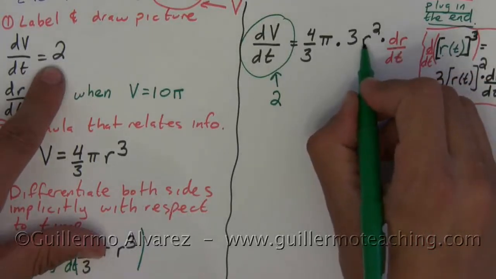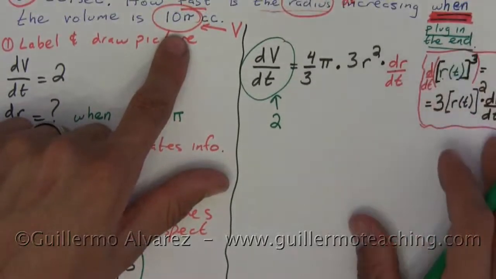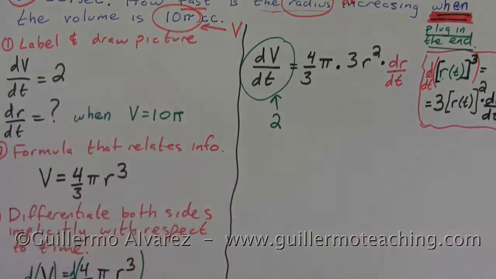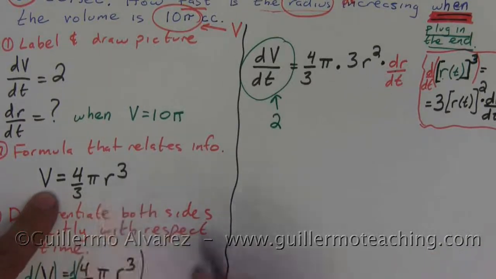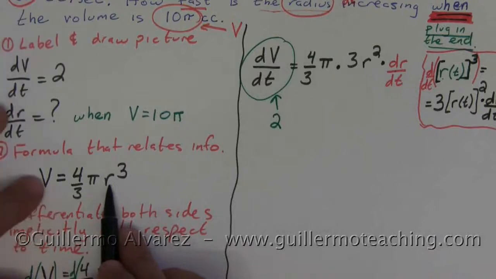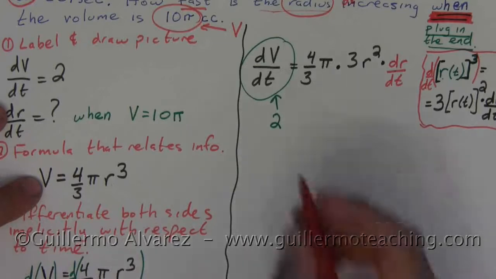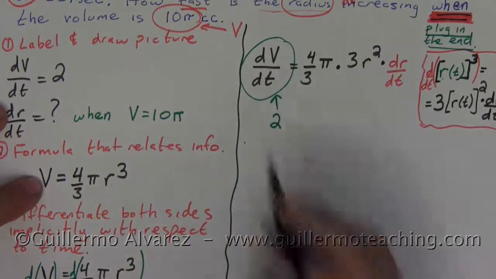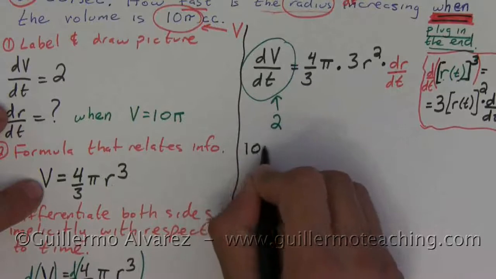Now the radius, we don't have a radius, but notice that we're given the volume. We know that the volume is 10 pi. If you look at the formula here for the volume, if you know the volume at a particular point in time, then you can figure out the radius, right? Okay, so why don't we do that? We need to find what the radius is when the volume is 10 pi. So we're going to do that right here.